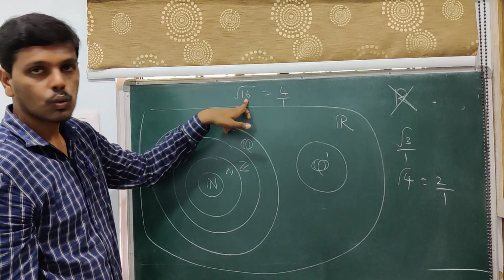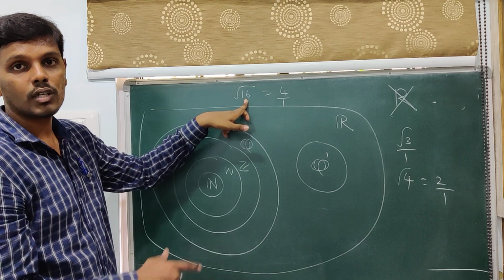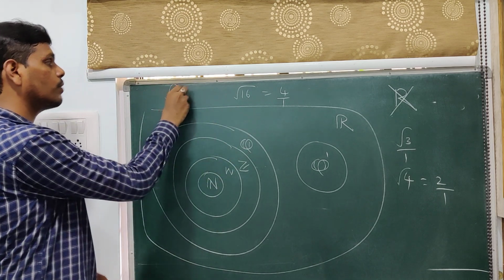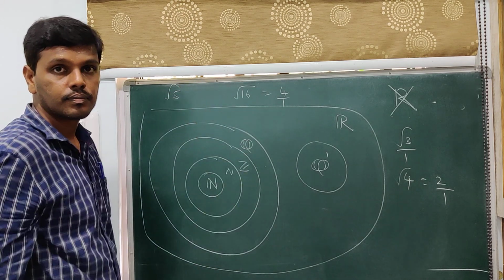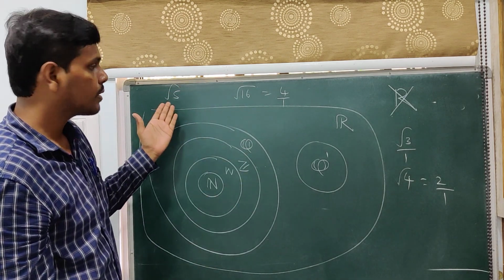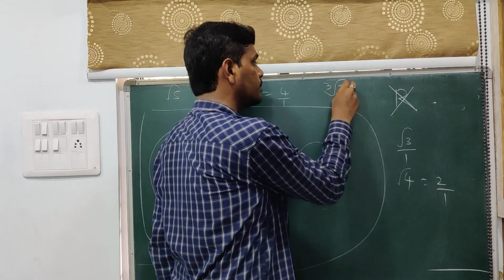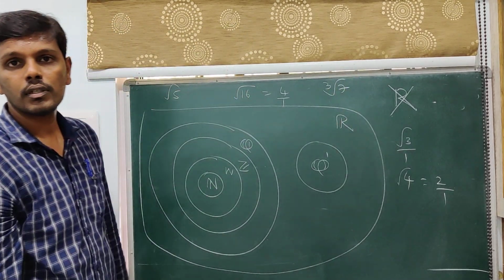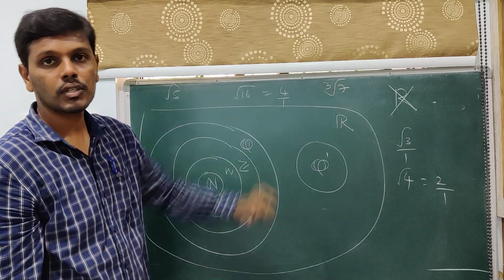Now if this is a perfect square, then that cannot be an irrational number. If that is not a perfect square, for example square root 5, 5 is not a perfect square, therefore root 5 is not an integer. Therefore that comes in the category of an irrational number. For suppose cube root 7, you cannot extract the cube root, therefore that is an irrational number.